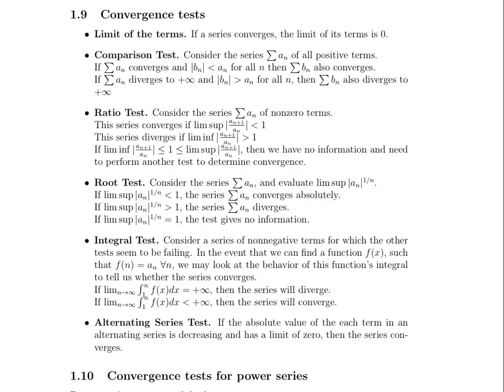Here's the ratio test. Again, we have our series A sub n of non-zero terms. And this series converges if the limit supremum of the absolute value of A sub n plus 1 over A sub n is less than 1. Similarly, the series diverges if the limit infimum of the absolute value of A sub n plus 1 over A sub n is greater than 1. And if the limit infimum of A sub n plus 1 over A sub n is less than or equal to 1, which is less than or equal to the limit supremum of A sub n plus 1 over A sub n, then you have no information at all and you need to perform another test to determine convergence.